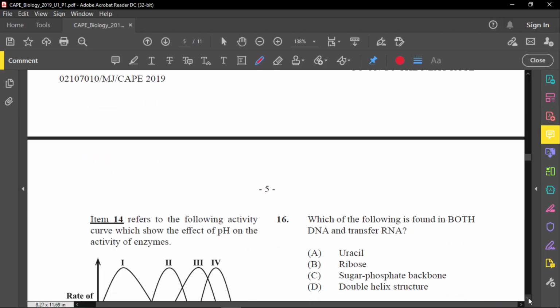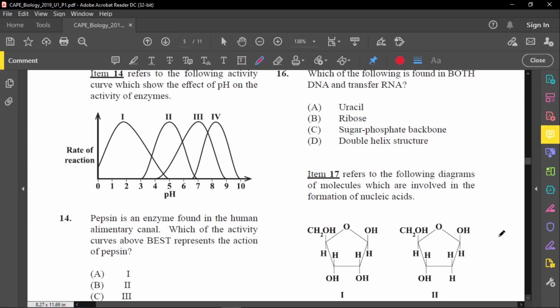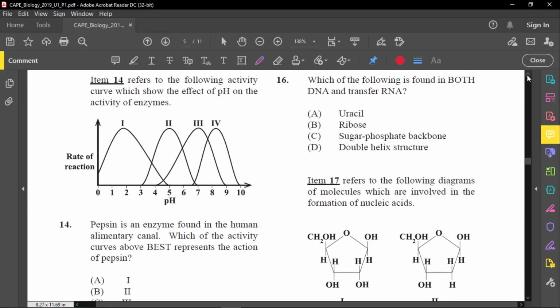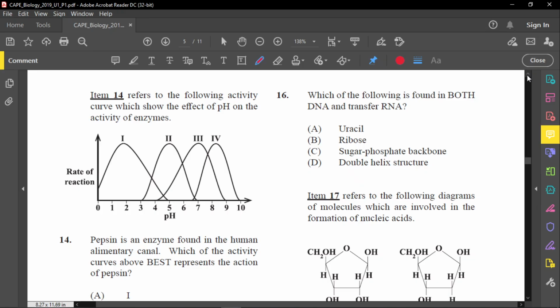All right, let's go to question number 14. And we have 45 questions in this paper, so we have a way to go. I'm going to see how quickly I can move on. So question number 14 reads: item 14 refers to the following activity curve, which shows the effect of pH on the activity of enzymes. And remember that enzymes are proteins, just to point that out real quick.